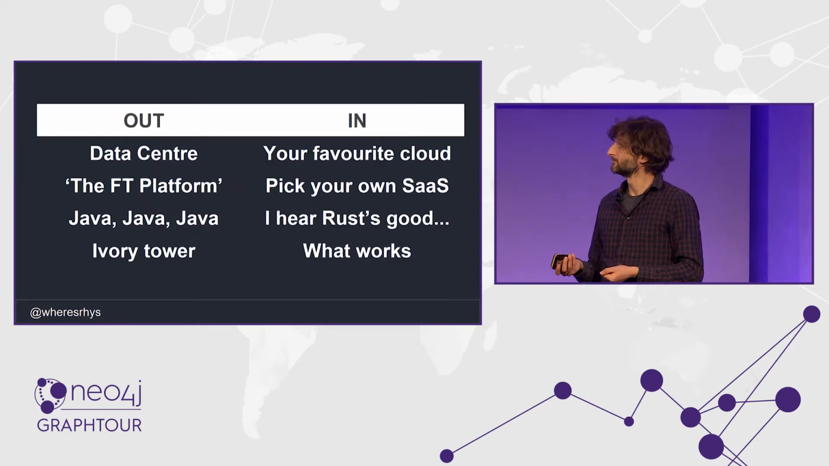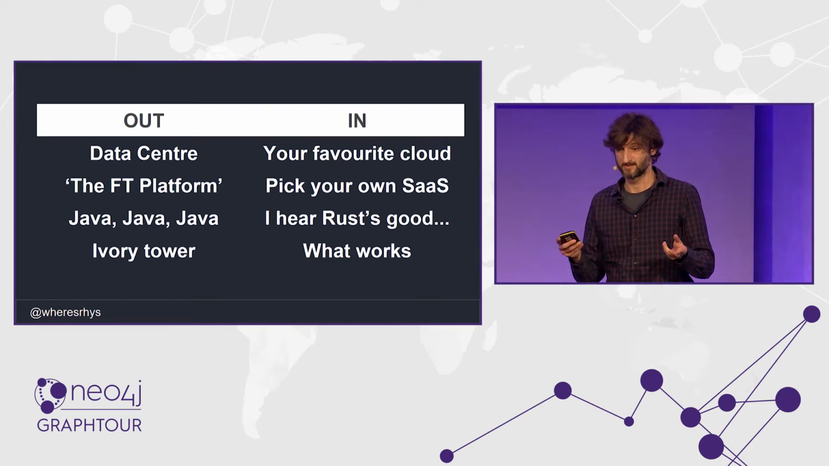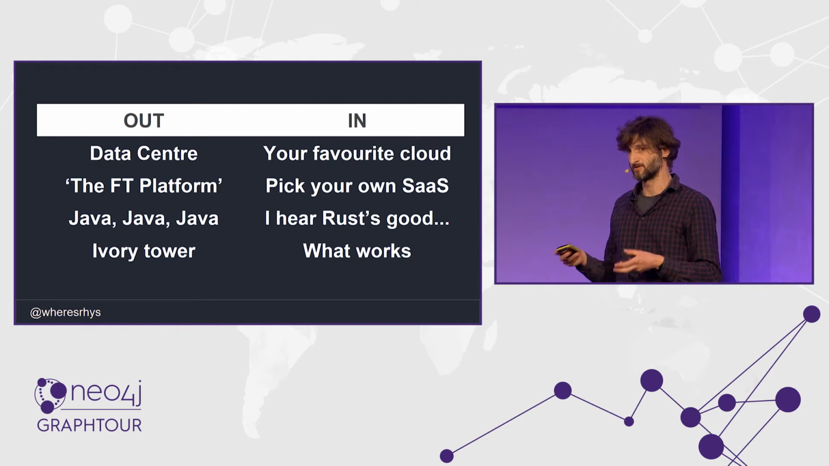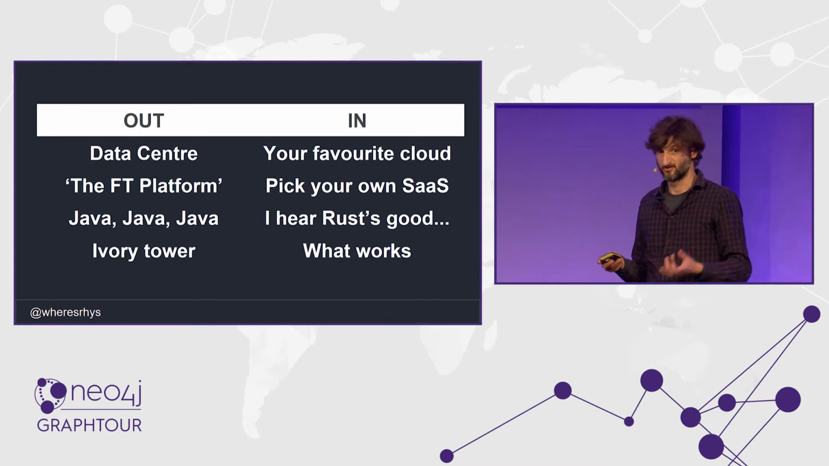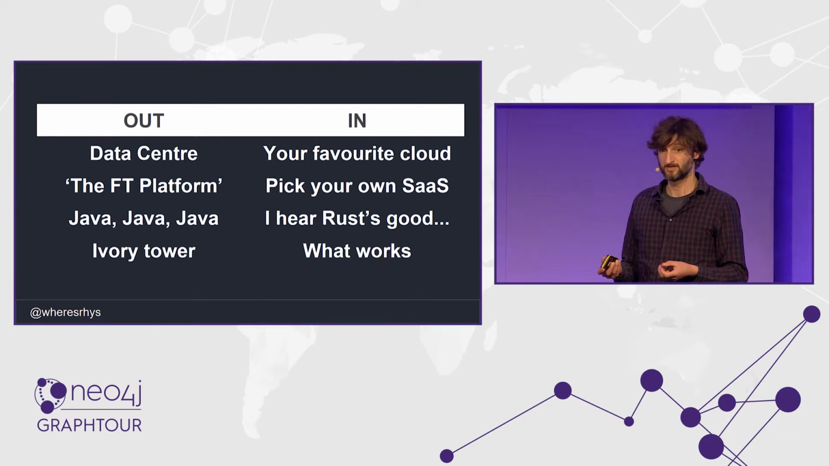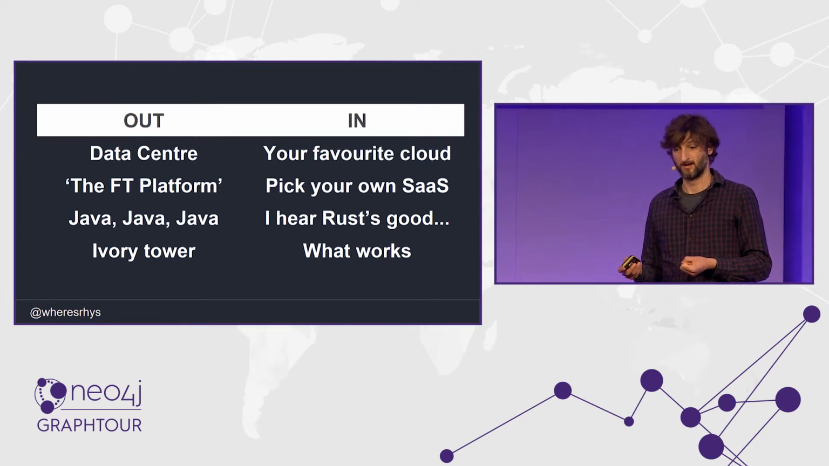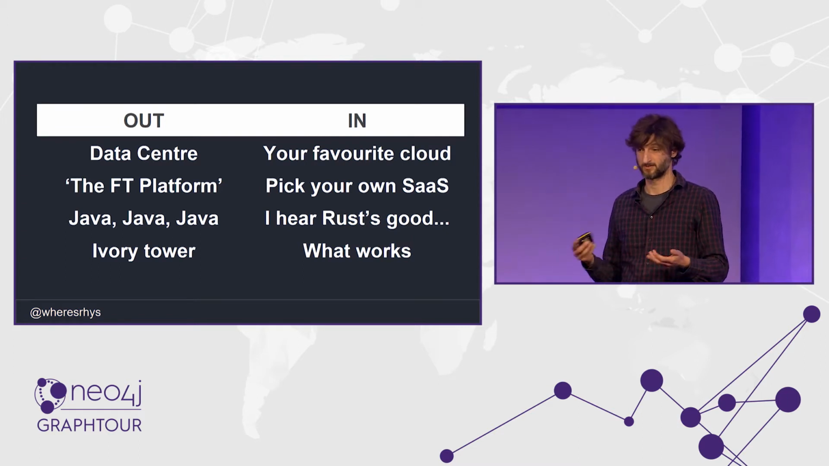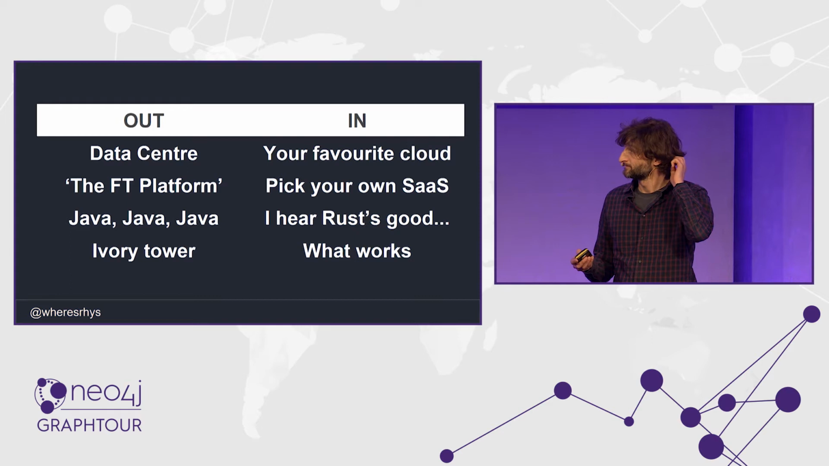So we used to deploy to one big data center. That changed to deploying to whichever cloud you wanted. We mostly use AWS, but in theory, you're allowed to use anything you like. We had a standard deployment process called FT Platform. And now we choose what we like. We use a lot of Heroku, serverless, and other patterns.